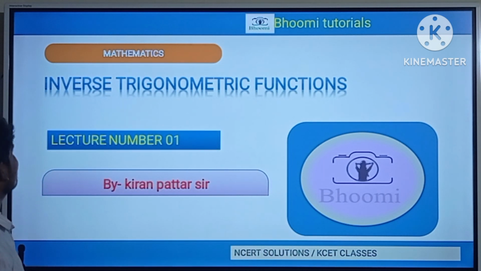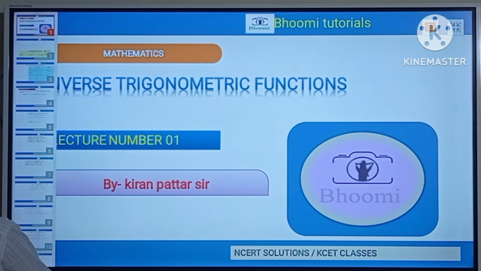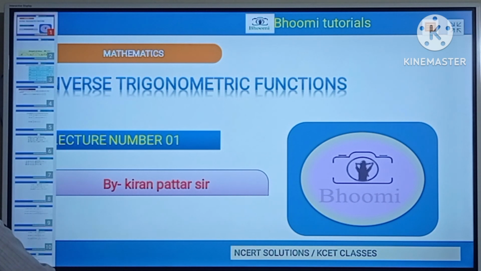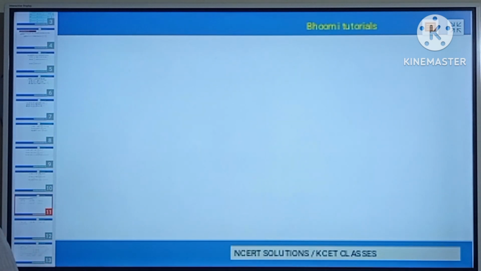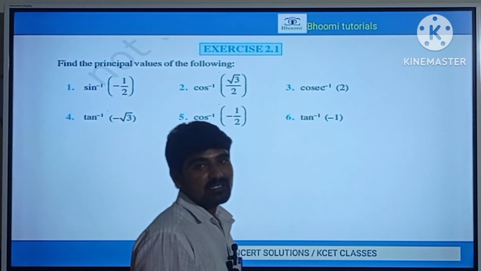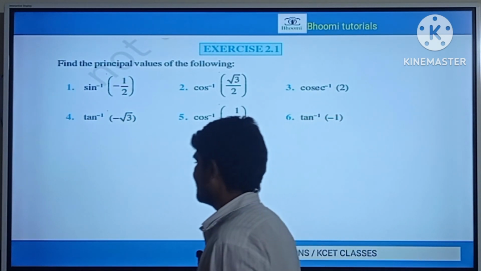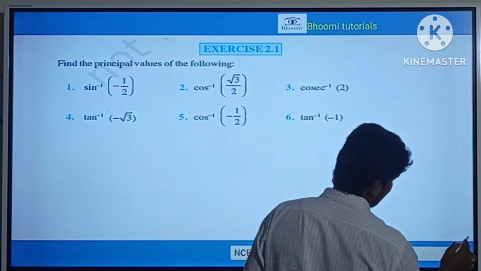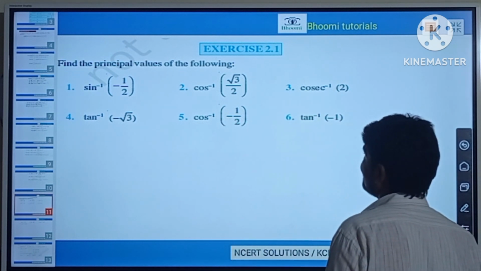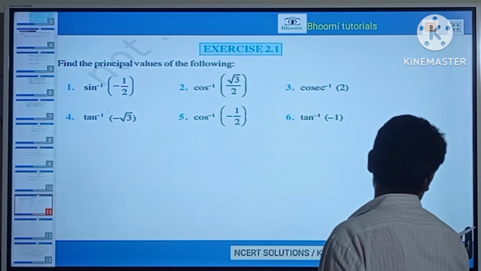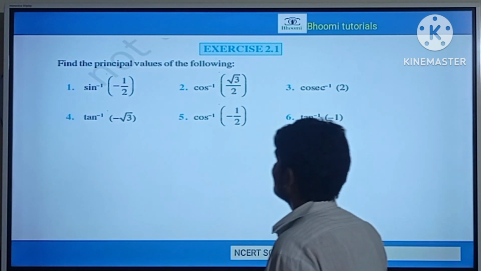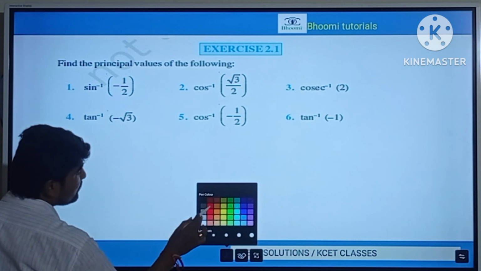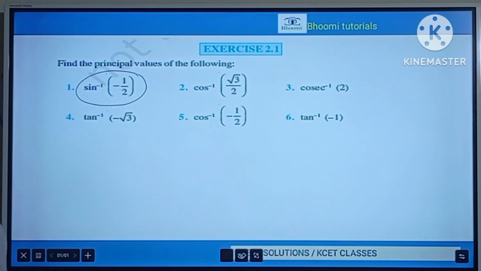First I would like to start the chapter inverse trigonometric functions. In this chapter we are going to study the first exercise, that is exercise 2.1. Here it is given: find the principal values of the following inverse trigonometric functions. First question: the principal value of sin inverse minus 1 by 2.